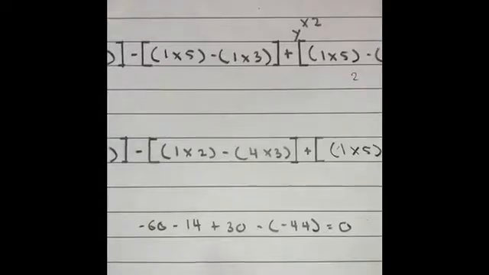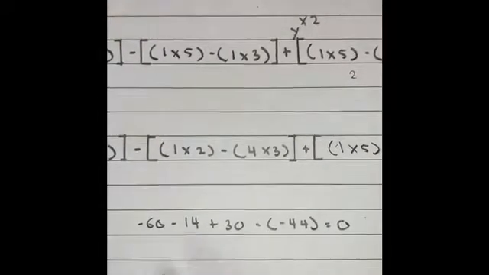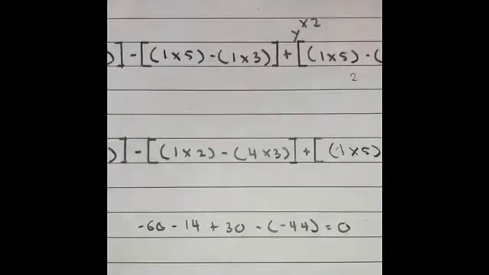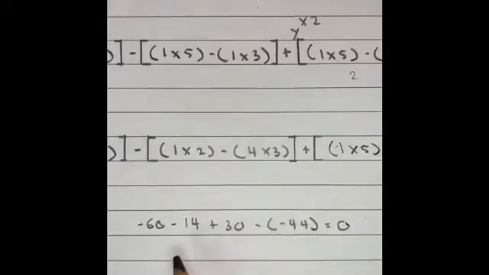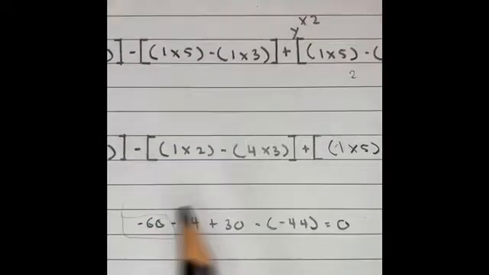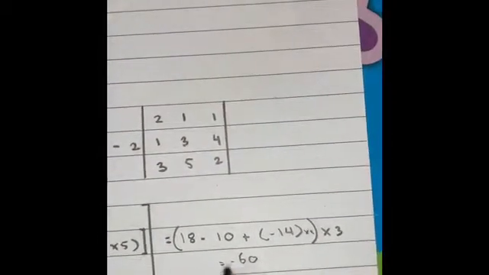So the final step is to actually find the determinant. This can be done by adding the numbers that we find from the 3 by 3 matrix. In this case, we still need to alternate the plus and negative signs. In this case, negative 60. This one is actually positive, but because the number itself is negative, so it becomes negative.